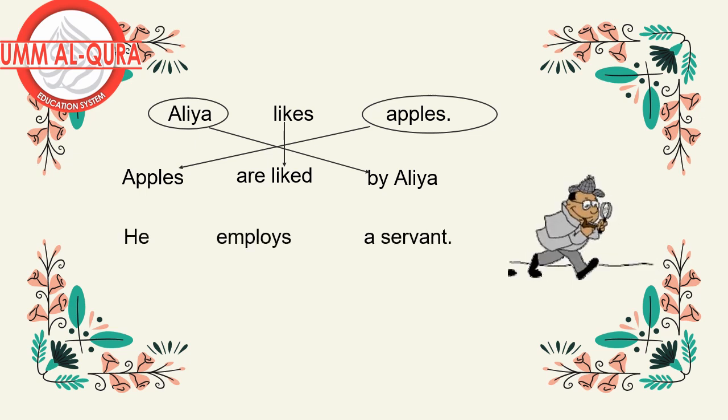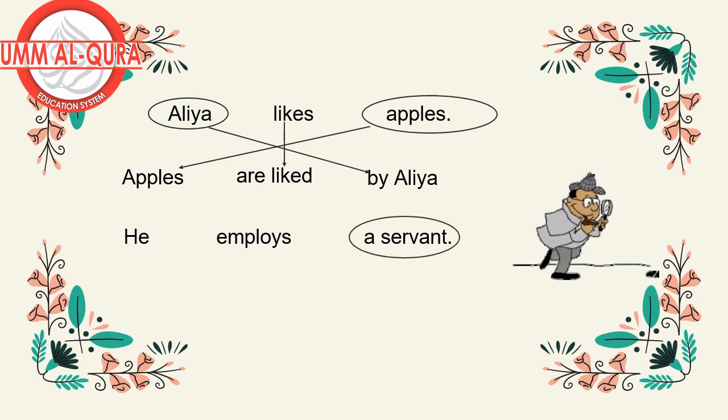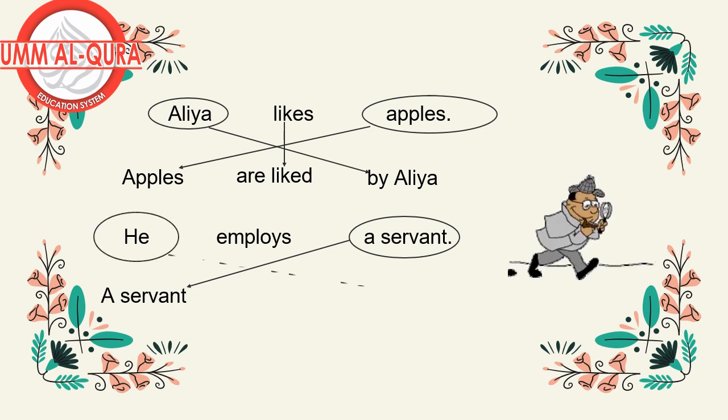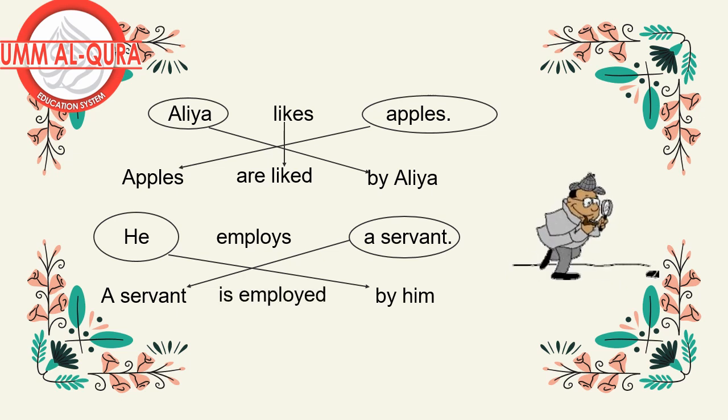Okay. Next example. He employs a servant. A servant was your object. It will become the subject. He will become the third person, him, and employs will become is employed. A servant is employed by him.